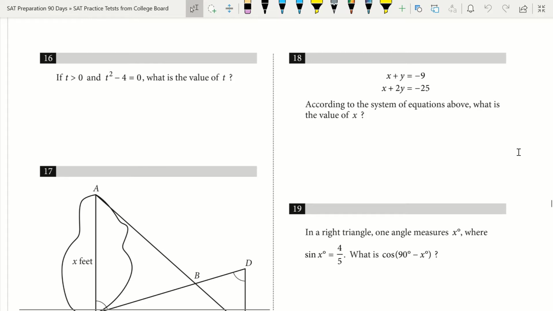Today is day 20 in our 90-day SAT prep series. So today we're going to be working with 30 minutes out of the math section, and then we're going to spend 30 minutes with the SAT writing section. As far as the math section today, we're going to be going through problems 16 through 20 of SAT Practice Test 1 for the Math No Calculator section, and then problems 16 through 23 of the Math with Calculator section.